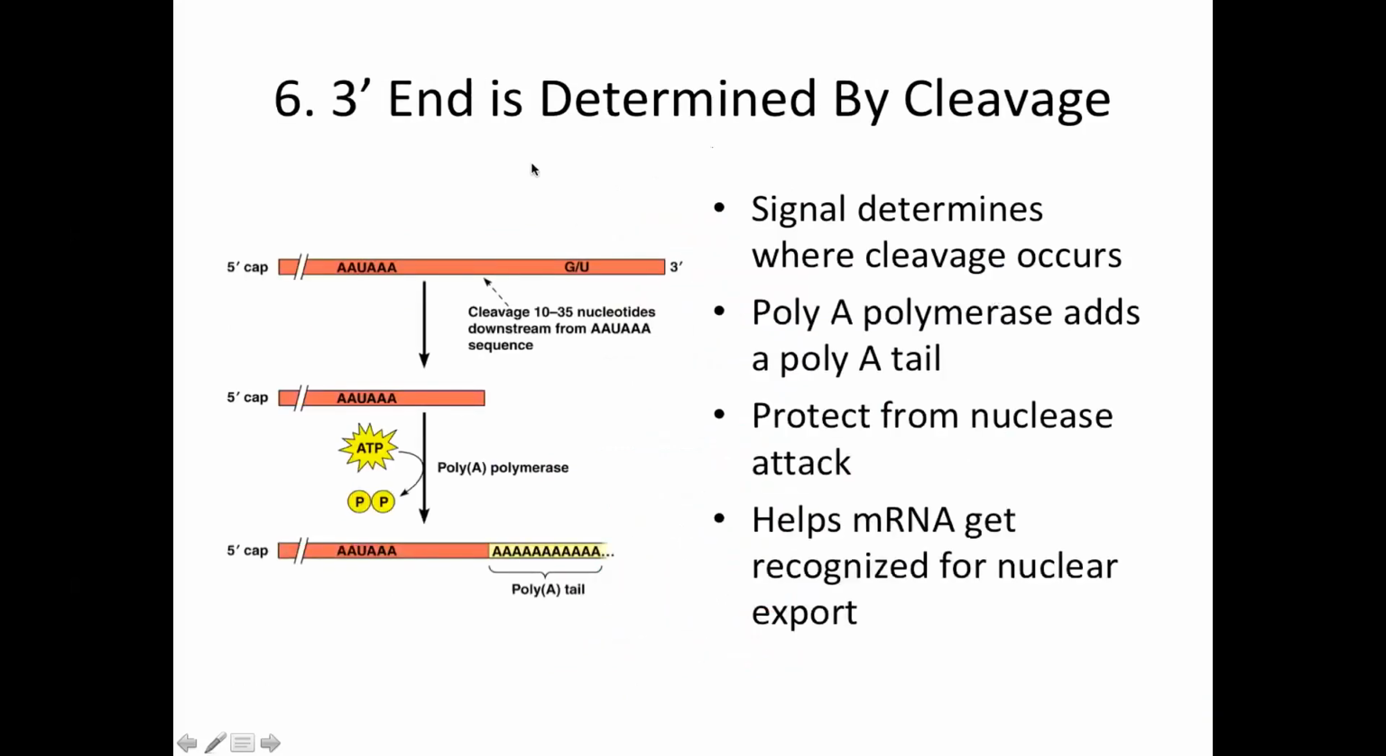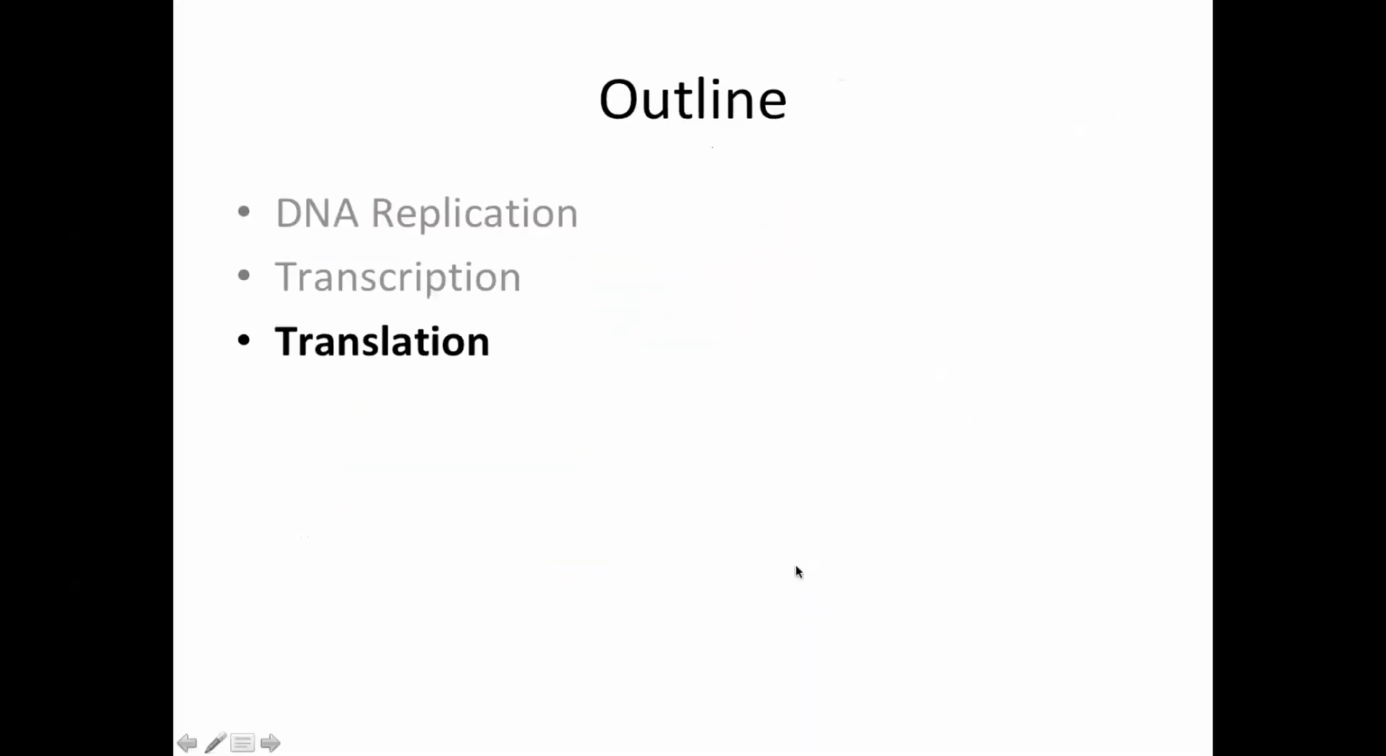Now, I said that there was a 5' cap. The 3' end also gets a modification for eukaryotes. So the 3' end gets something called a poly-A tail, which is just a whole bunch of A's. And it's added by an enzyme called poly-A polymerase, which uses ATP to add on that region. And this functions similar to the 5' cap. It protects it from nuclease attack on this end. And it also helps the mRNA get recognized for nuclear export. So it helps this transcript leave the nucleus to the cytoplasm where the action is going to happen. And that's going to be where our next process is, translation.